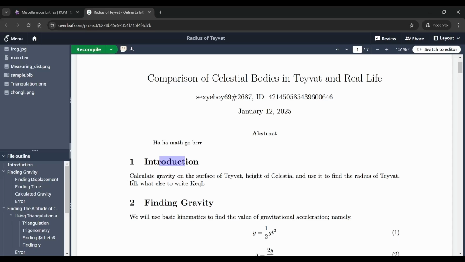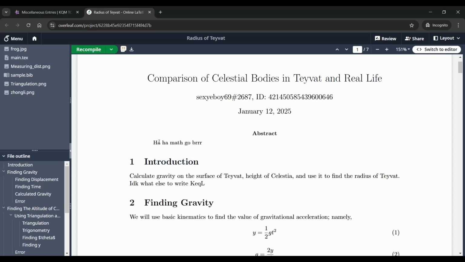Then we have the introduction. In the introduction, these are basically a set of objectives. You calculate gravity on the surface of Teyvat, the height of Celestia, and use it to find the radius of Teyvat. I will say that this introduction is rather lacking.